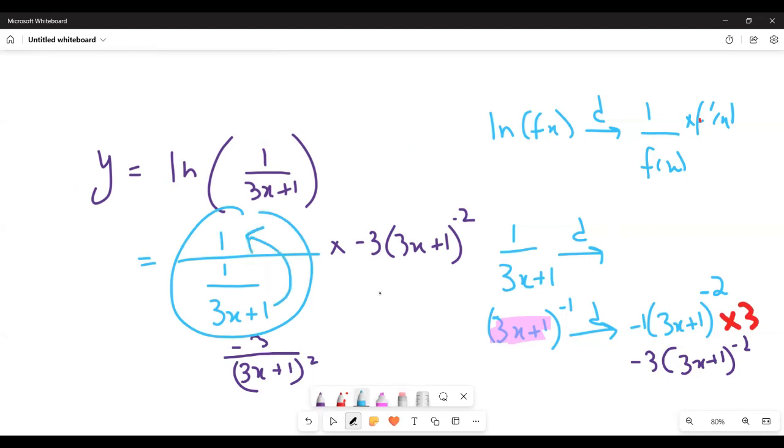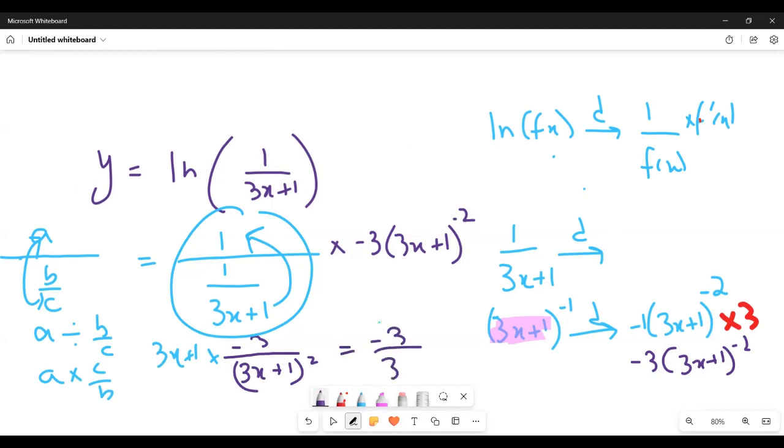And what does this become after simplification? This goes here. It's a upon b by c. So it's going to be a divided by b upon c. So A times C upon B. So these two get multiplied. So we get 3x plus 1. And then after simplification, it's minus 3 upon 3x plus 1. This was a pretty lengthier approach. There's a way more straightforward way of doing this question.